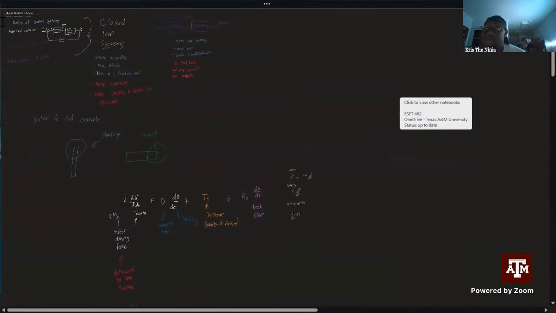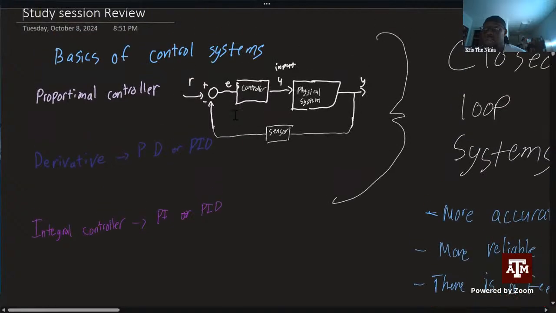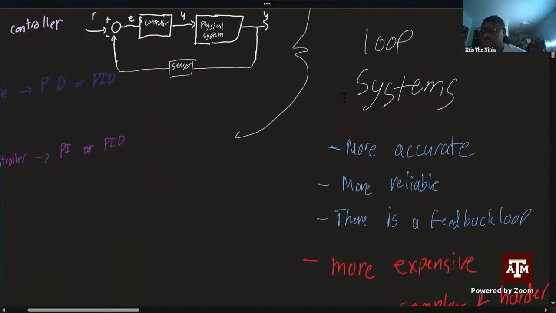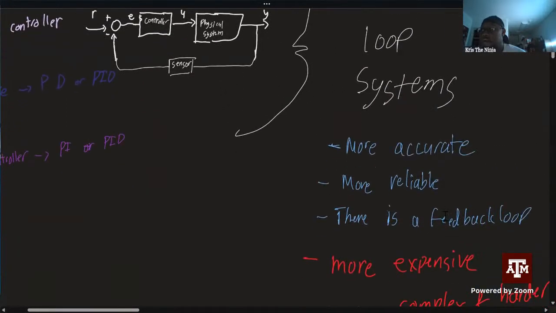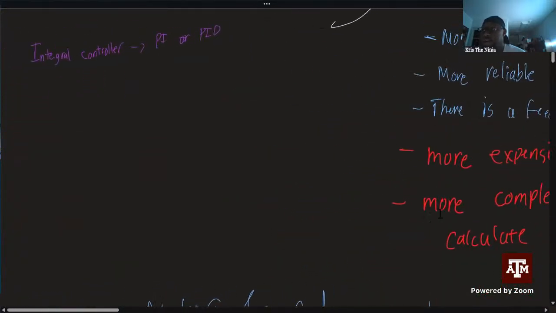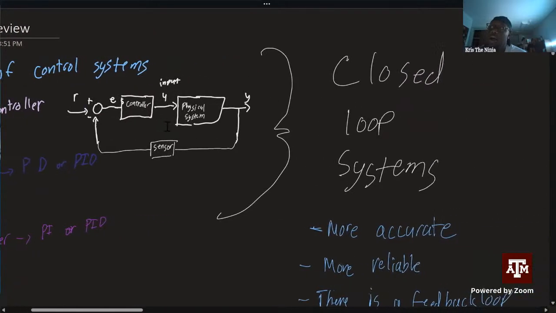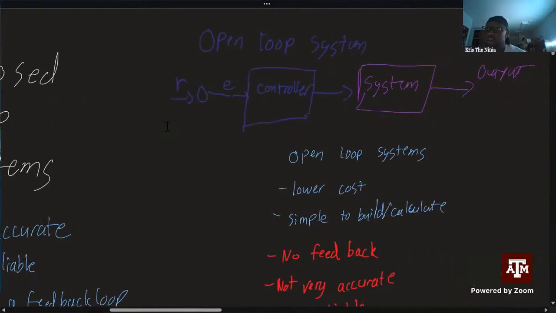Just a quick recap, we have our closed loop systems, which are these over here. They're more accurate and more reliable. There's a feedback loop, but they are more expensive, more complex, and harder to calculate. And you can have a proportional controller, a derivative proportional controller, or integral controller with proportional control. And this could be a PI, PID, PD, or just a P controller. So you're mixing those three letters together.